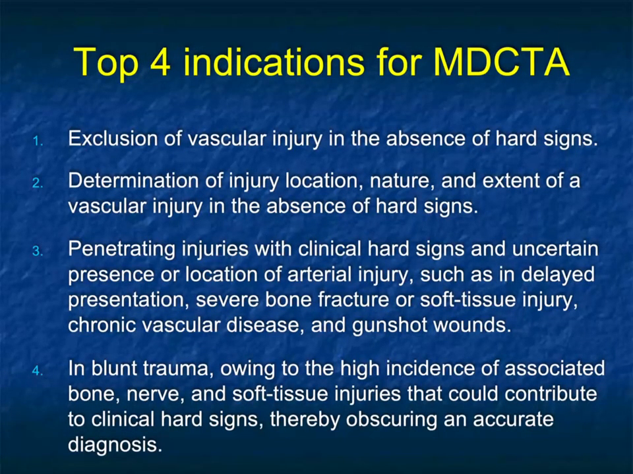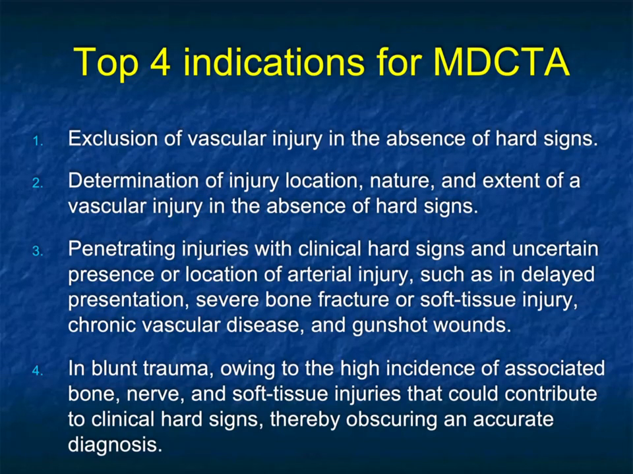Now, the top 4 indications for CTA would include to exclude vascular injury in the absence of hard signs, determining the injury location, its nature, and its extent. Penetrating injuries with clinical hard signs and uncertain presence or location of the arterial injury, such as in delayed presentation, severe bone fractures or soft tissue injury, chronic vascular disease, and gunshot wounds are strong indications for CTA, and in blunt trauma, owing to the high incidence of associated injuries that can contribute hard signs, thus obscuring an accurate diagnosis.